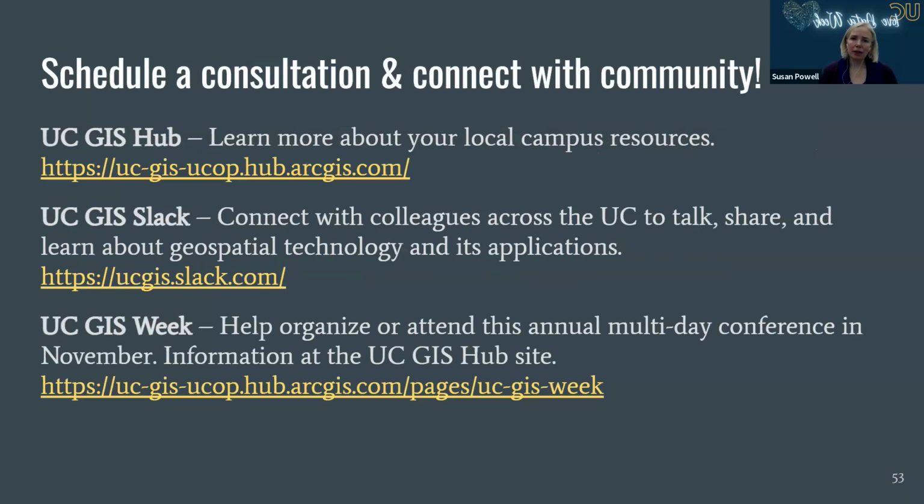And lastly, there's ways to connect with community, and I think that's also a really great way to learn. So there's local campus resources on the different campuses. There's a UC-wide GIS Slack where people ask questions and maybe come to talk about the different applications. And then each November, there's a UC GIS week, where it's usually a mix of people talking about the research that they're doing, and then also perhaps providing some more informational workshops as well.